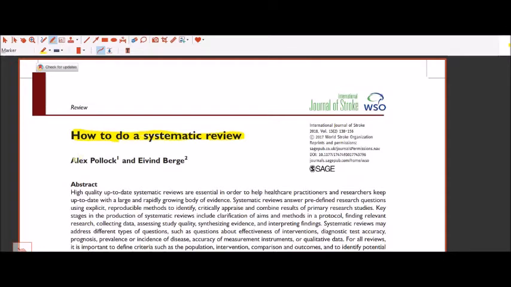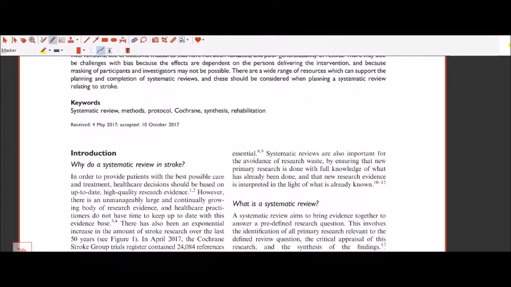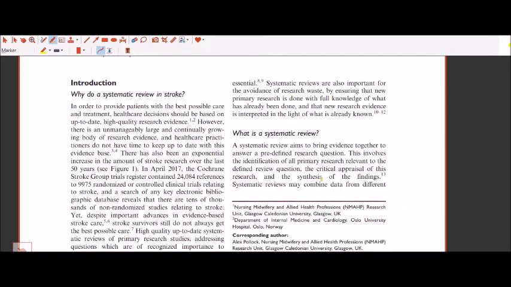That's number 1. And the authors are Alex Pollock and Ivan Burge, and the paper was published in 2018, volume 13, pages 138 to 156, in the International Journal of Stroke. Now, why have I chosen this particular paper? There is a reason behind it, so that all of us are aware of certain things which we need to take care of when writing a systematic review. I'm not going to read any of these papers.